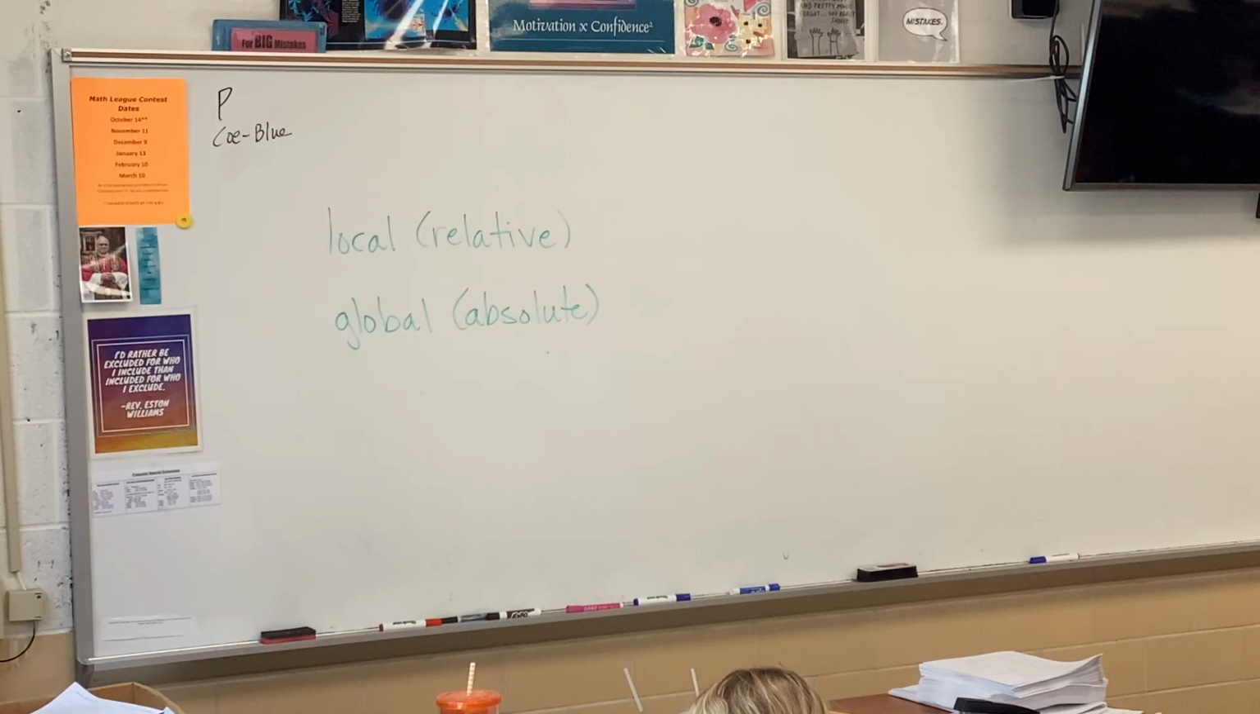Relative maximum at x equals 1. Absolute minimum, obviously none. We didn't have a relative, so no absolute minimum. We have an absolute maximum. Maximum value is 3, and it happens when x equals 1. All right, you do the next 2. You do B and C.